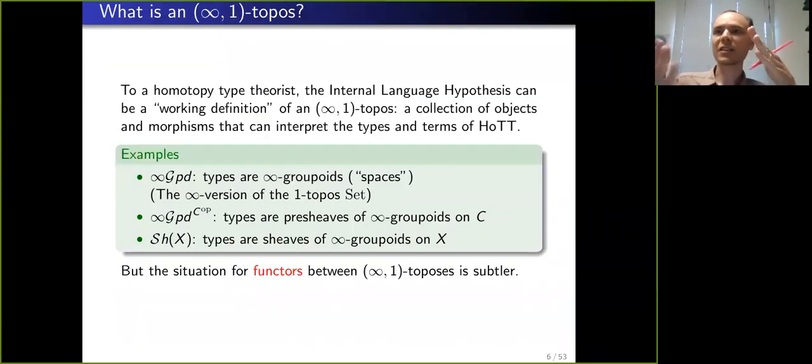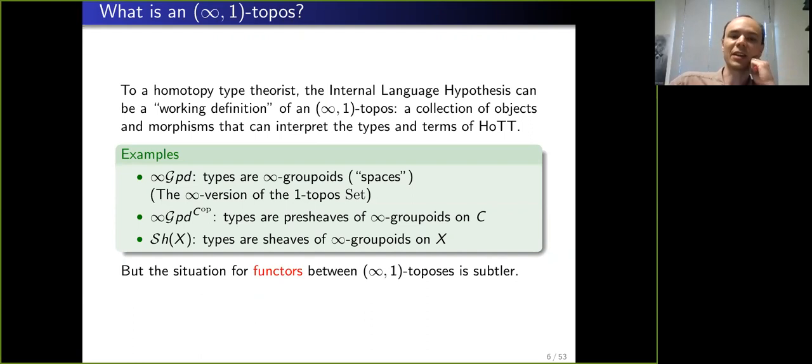But before I move on to the specifics of this, I want to say a little bit about what a higher topos is for the type theorists in the room who may not be as familiar with it. So from one perspective, if you're a type theorist, you can take this hypothesis as a working definition of an infinity one topos, that it's a collection of objects and morphisms that can interpret the Homotopy type theory, if you know what that means. But it's useful to have examples in mind other than this tautological version.